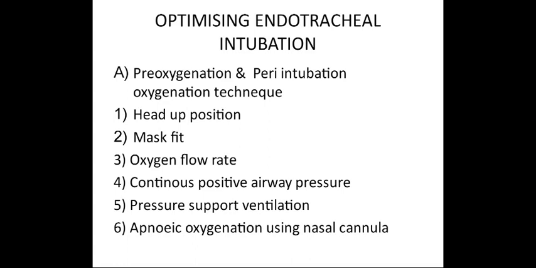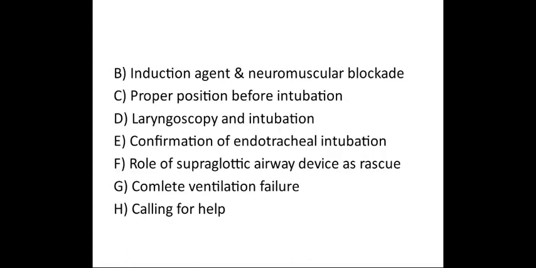Pressure support ventilation of 5 to 15 cm of water should be applied if possible. Non-invasive ventilation also improves effectiveness of pre-oxygenation. Sixth, apneic oxygenation using nasal cannula. Insufflation of continuous oxygen at 10 to 15 liters into pharynx through nasal cannula can extend duration of safe apnea time when muscle relaxants are used. Oxygen delivery through nasal cannula is 15 liters per minute.